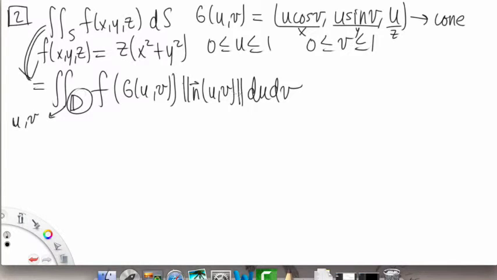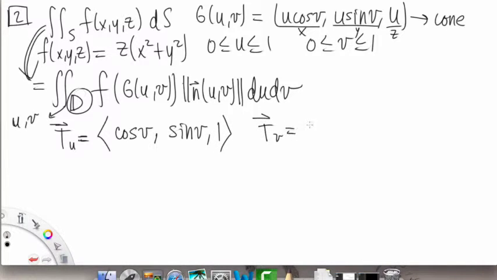So let's get started on finding the normal vector. And we do that by finding the tangent vectors, right? The partial tangent vectors. So t sub u is going to equal the derivative, all of these components being derived with respect to u. So in the first one, that's cosine v, and then we have sine v, and then a 1. Okay? And t sub v now, that's going to be a little bit more complicated. So then we have negative u sine v, and then u cosine v, and a 0, right? Because there's no v in the last component there.